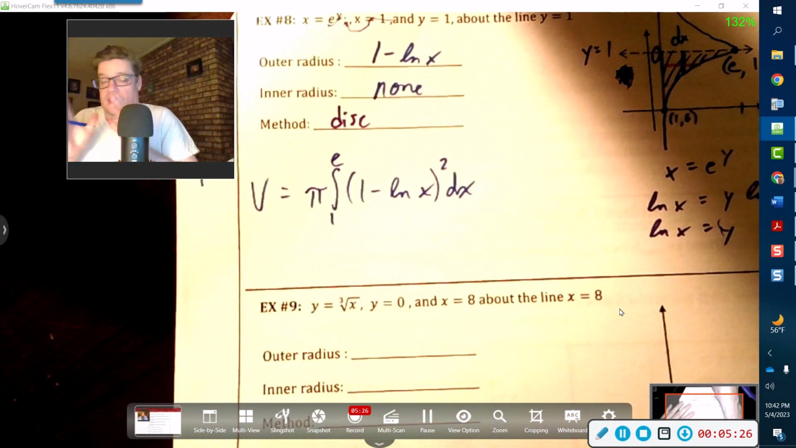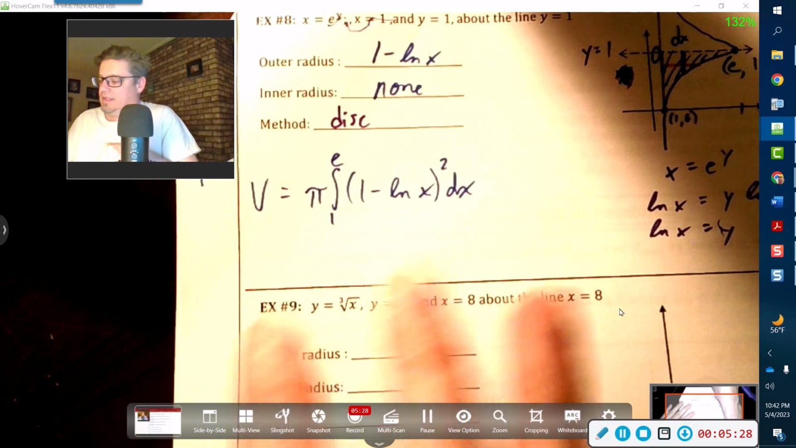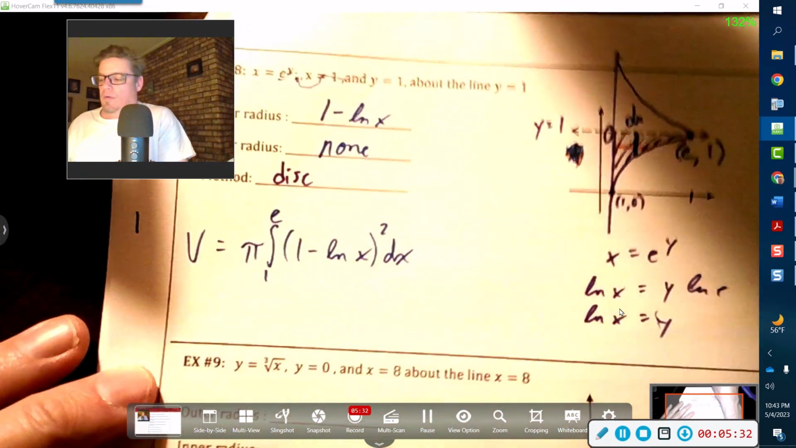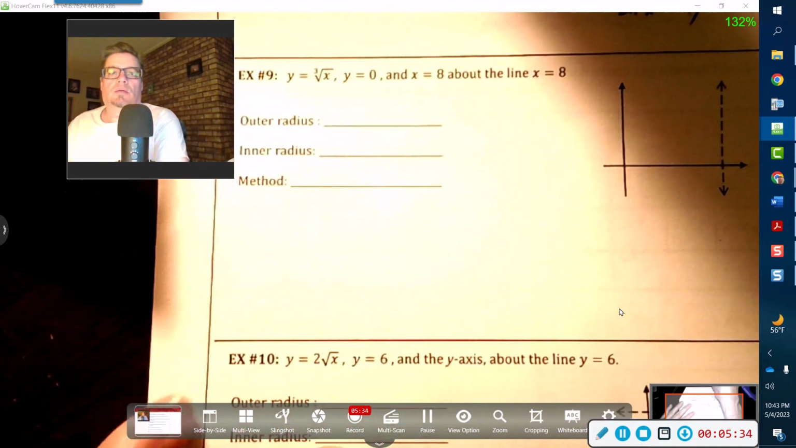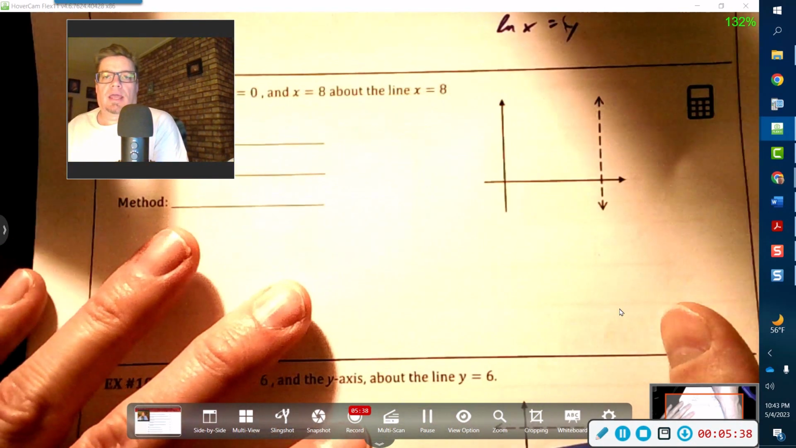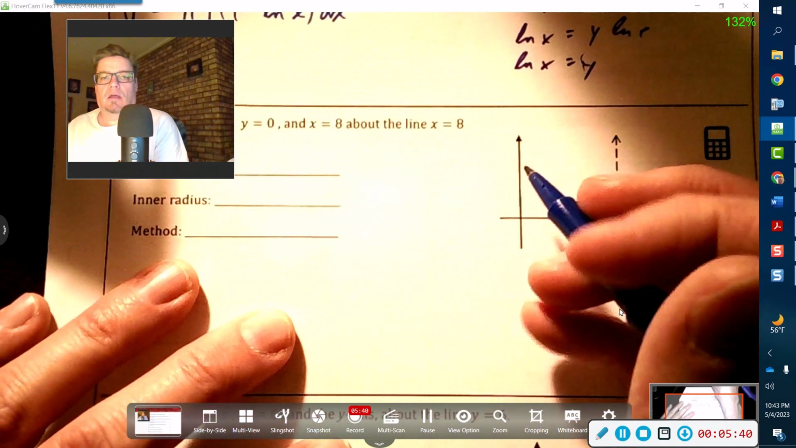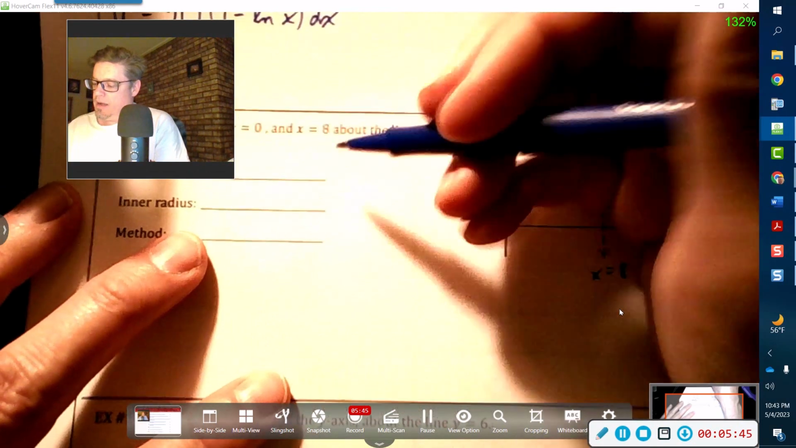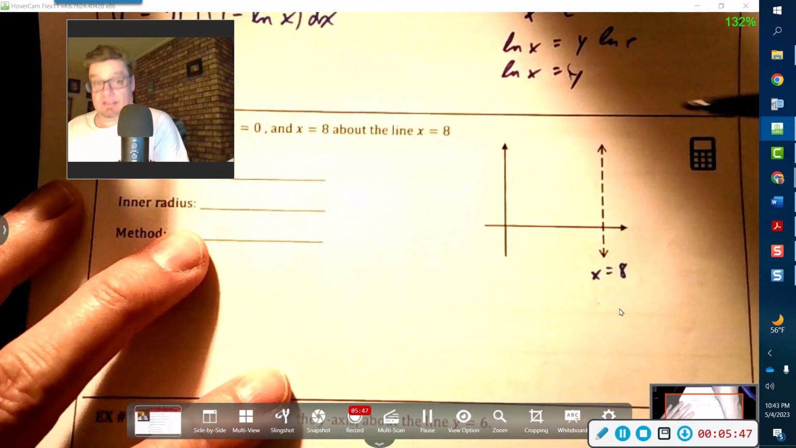Okay, let the calculator do the rest. This is a calculator problem. Yep, so you would not do this by hand. Okay, next one. We've got y is the cube root of x, and we are spinning around x equals 8. So we'll put x equals 8, and x equals 8.